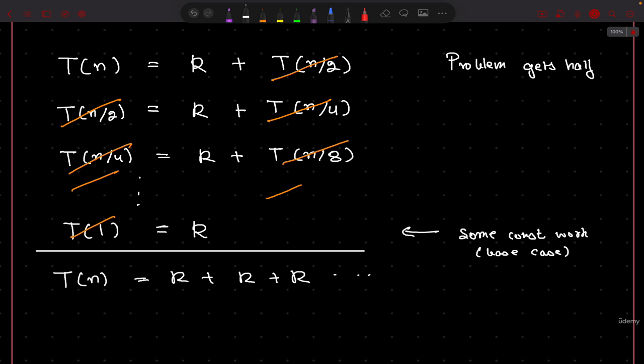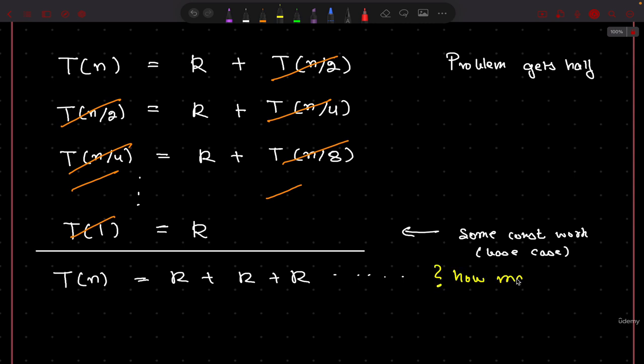It's not n. In factorial, because it was reducing by a single step, we were sure that we are making n calls. But how many calls are we actually making for binary search, right? So that's the beauty and the complex part of this code, and let me explain this to you. So let me just write it.